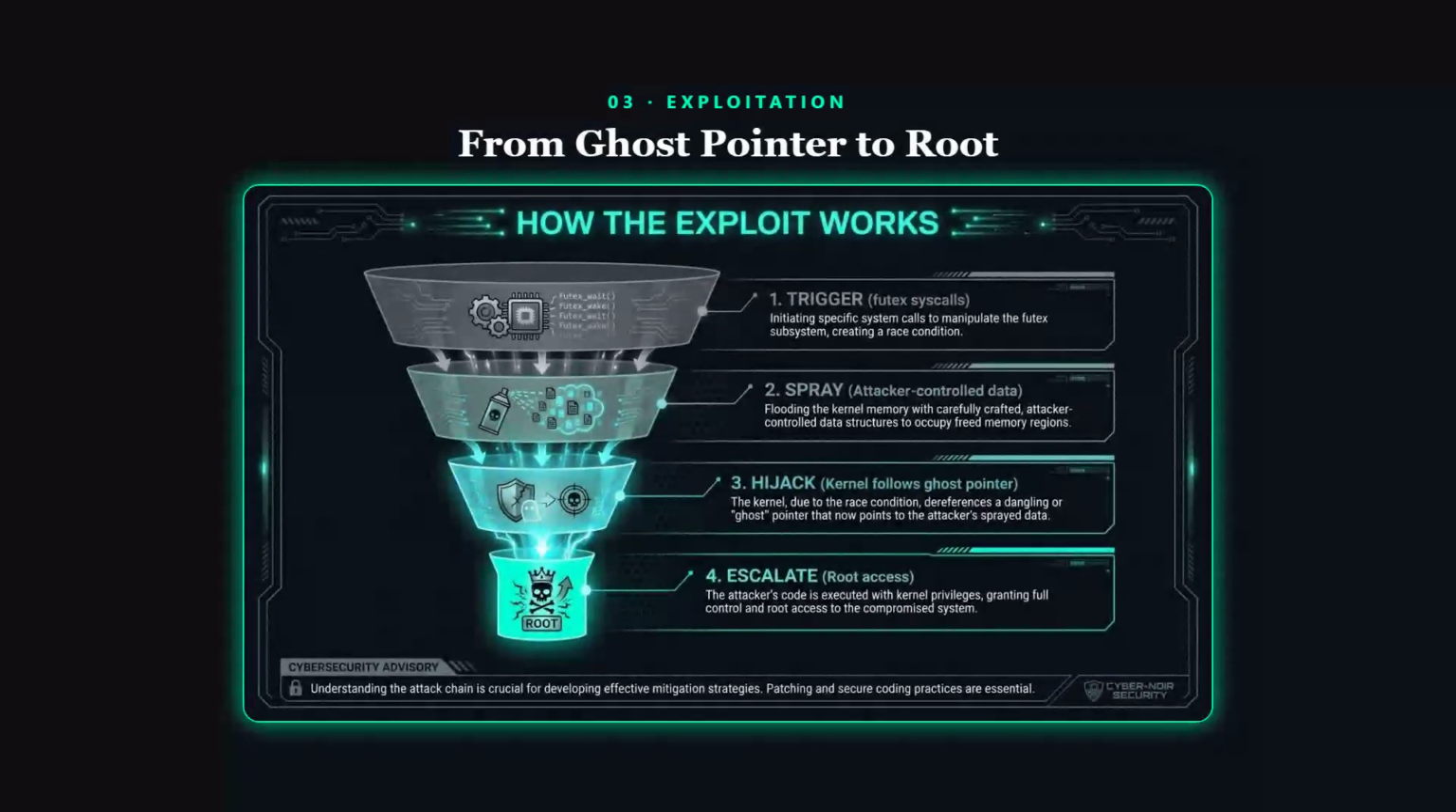Here's how an attacker turns that ghost pointer into a weapon. Once memory is freed but still pointed to, they rush to fill that same slot with data they control, a technique called heap spraying. Now the kernel thinks it's reading its own trusted structures, but it's really reading the attacker's data. By shaping that data carefully, they can redirect what the kernel does next and hijack its flow of execution.